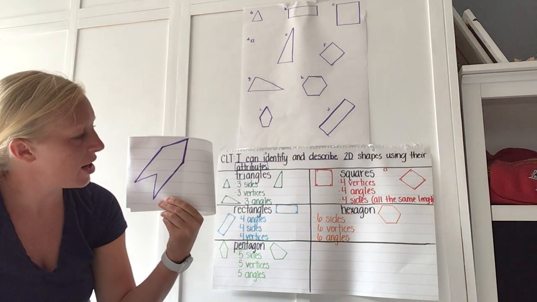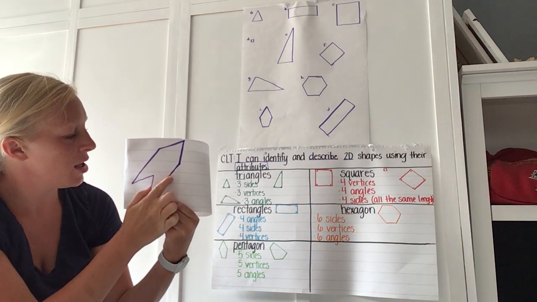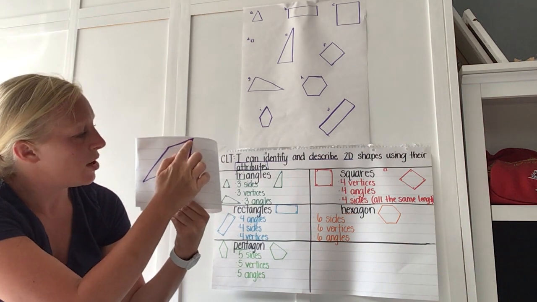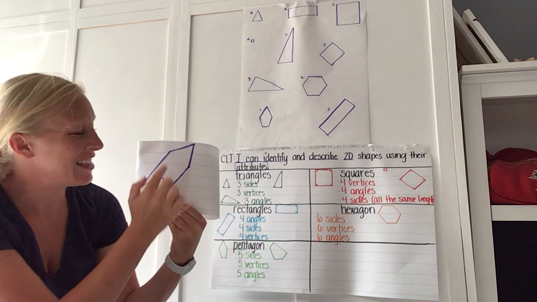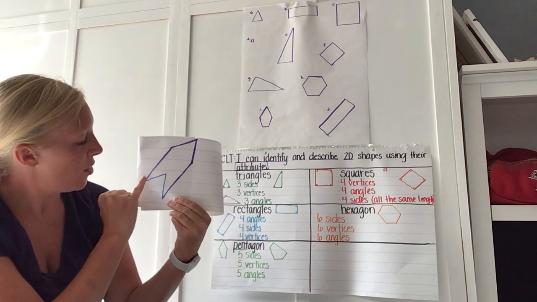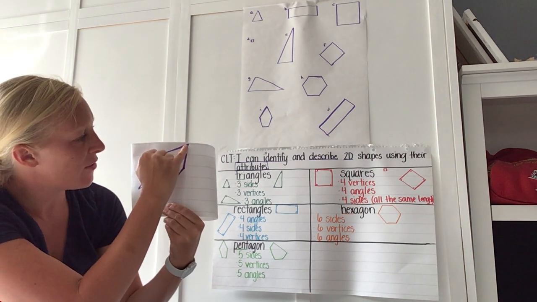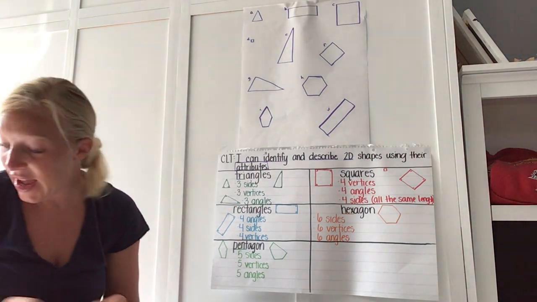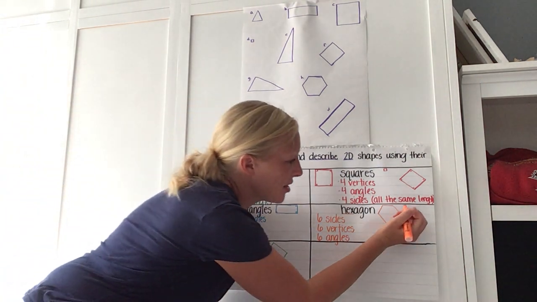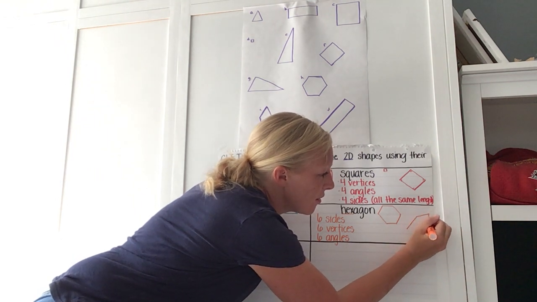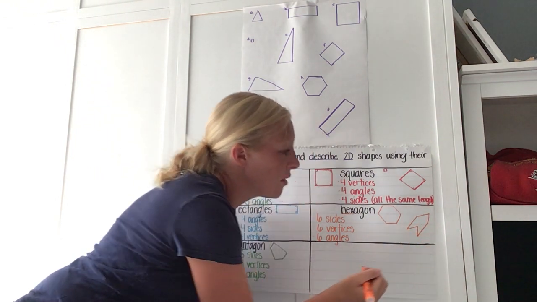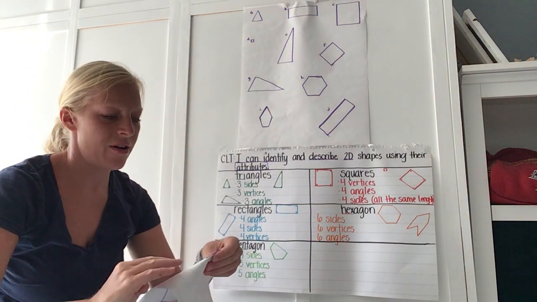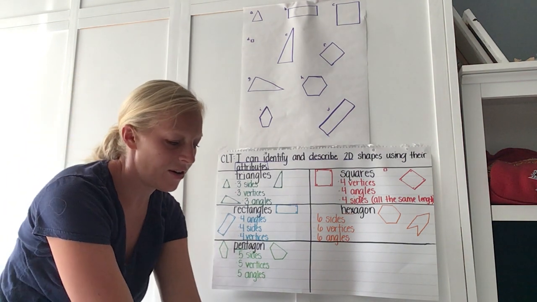Think it's a hexagon? 1, 2, 3, 4, 5, 6 sides. 1, 2, 3, 4, 5, 6 vertices. 1, 2, 3, 4, 5, 6 angles. We can put that hexagon. I love being able to add some more to our hexagons. Awesome. Let's see if we can do another. You guys are on fire.